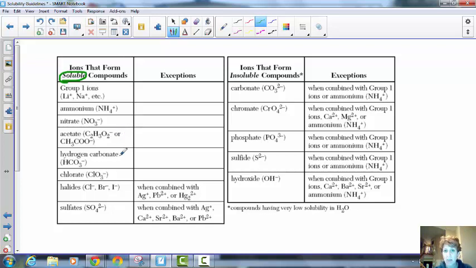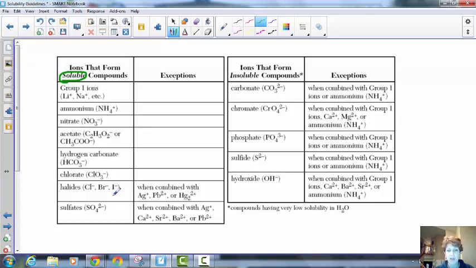No matter who it's with, it is going to be soluble. Down here, halides are usually soluble, but you notice that they have some exceptions. If you put silver, lead, or mercury with a halide, it does not dissolve. It will form a precipitate.